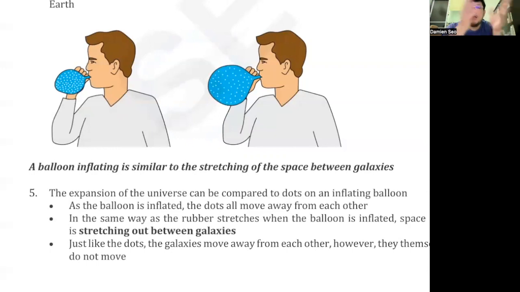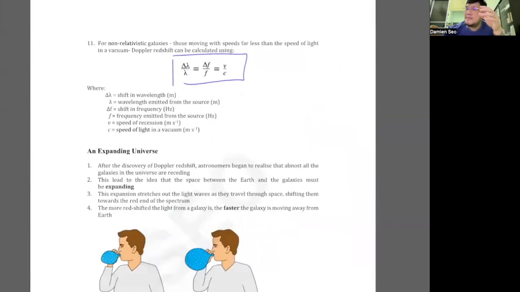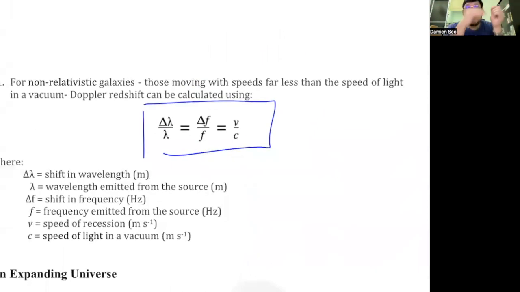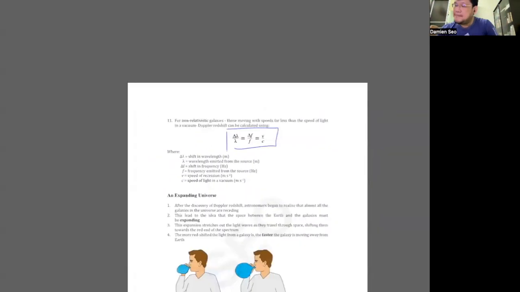And not only are they moving from us, from this formula, they also concluded that the further away the star is from us, the bigger the redshift. That means the faster they're moving away from us. That means the stars nearer to us are moving away from us at a lower speed. Stars further away from us are moving away from us at a higher speed. So that is the idea behind the Big Bang Theory.